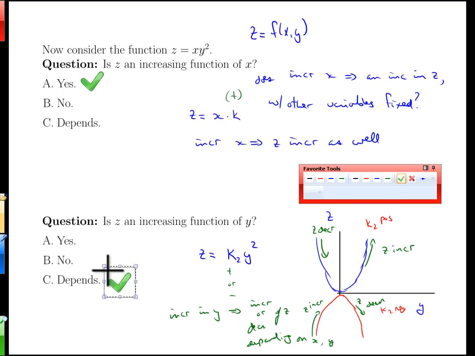So very clearly here the answer is not simple like the previous case. In this previous case, if x goes up, z goes up. Done. Down here, if y goes up, well, z might go up if x happened to be positive and y is already positive. There's also many cases where an increase in y would make z go down. So we cannot make a simple statement like z is an increasing function of y in this case.